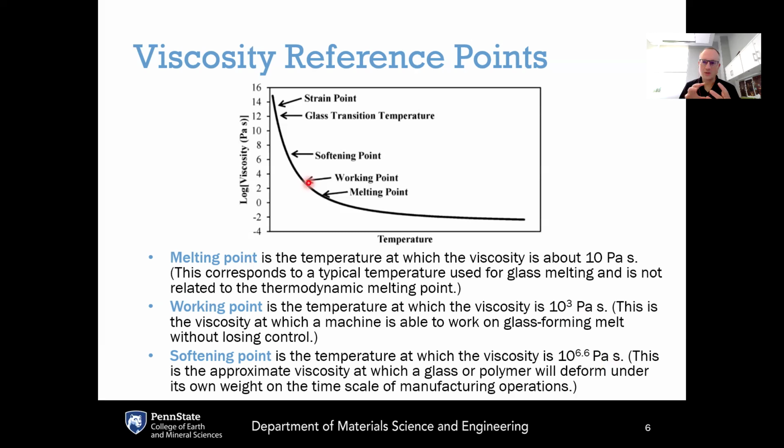The working point is where you can start to work on the molten glass and put it into a shape in a controlled manner. And the softening point is basically the temperature below which the glass is not going to deform under its own weight on the time scale of the manufacturing process. So in between those two reference points, in between the working point and the softening point, that's where most of the glass forming operations take place.